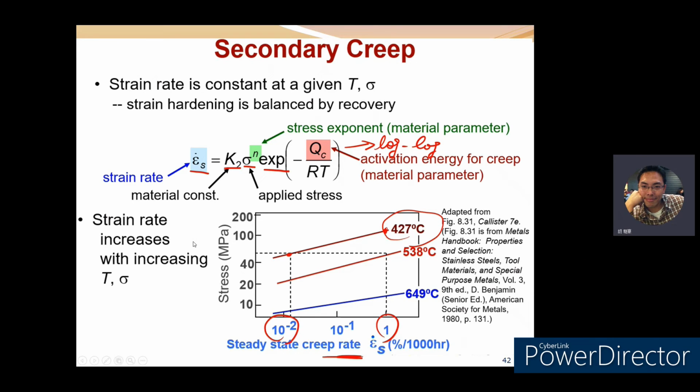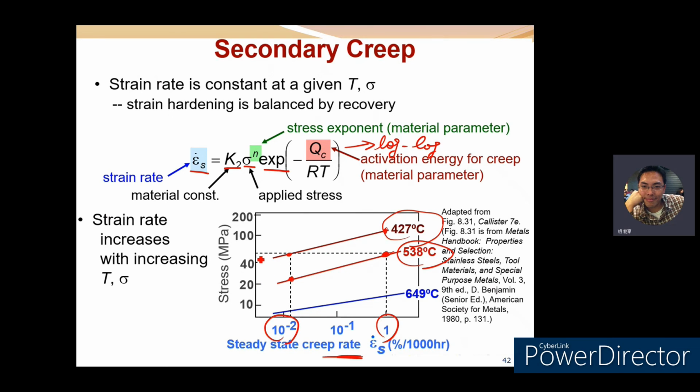Of course, the higher temperature will cause a faster or slower rate? So we can compare, for example, like this. For the 438 Celsius, if we have a higher stress, we get a higher strain rate. And if we get a higher temperature, we get a higher strain rate.